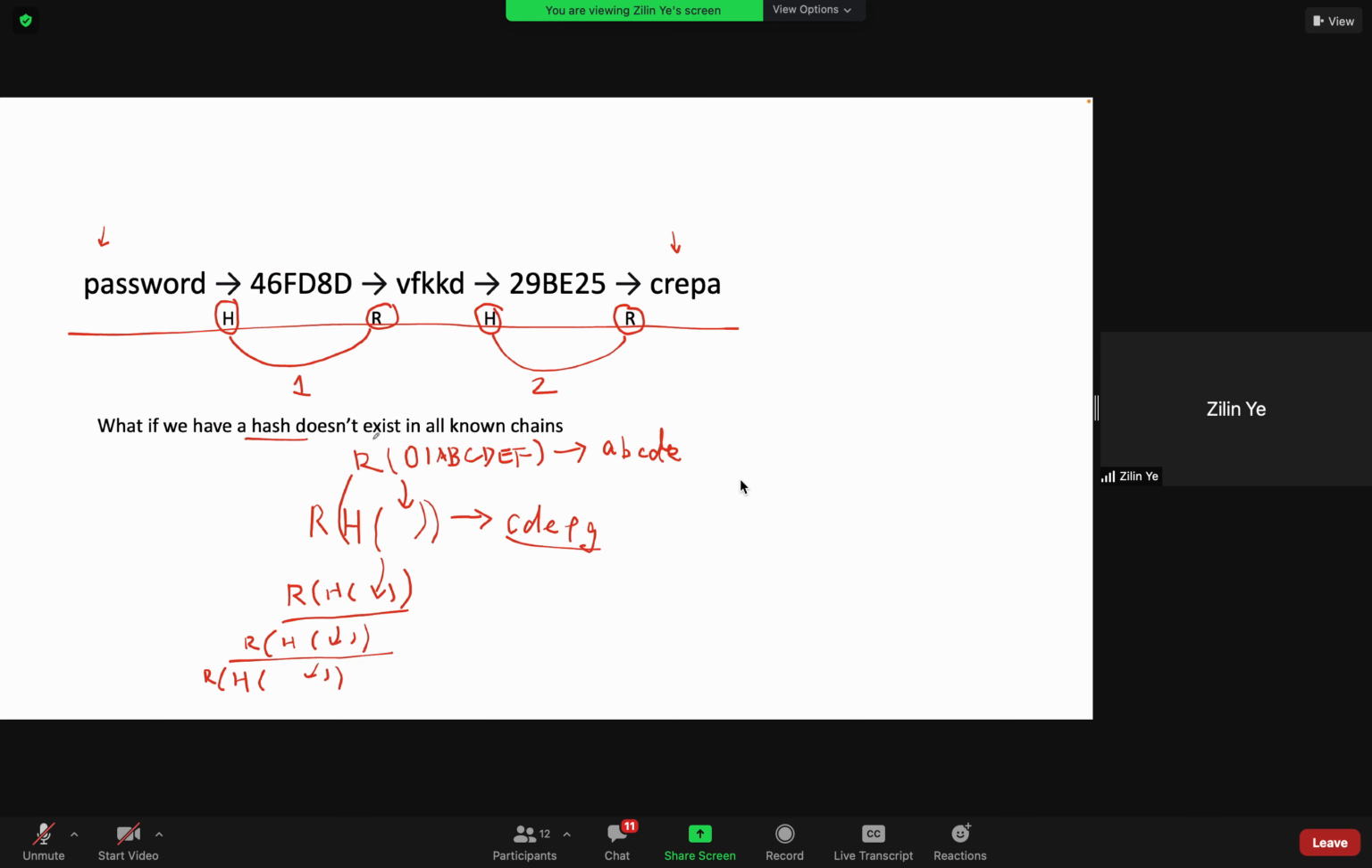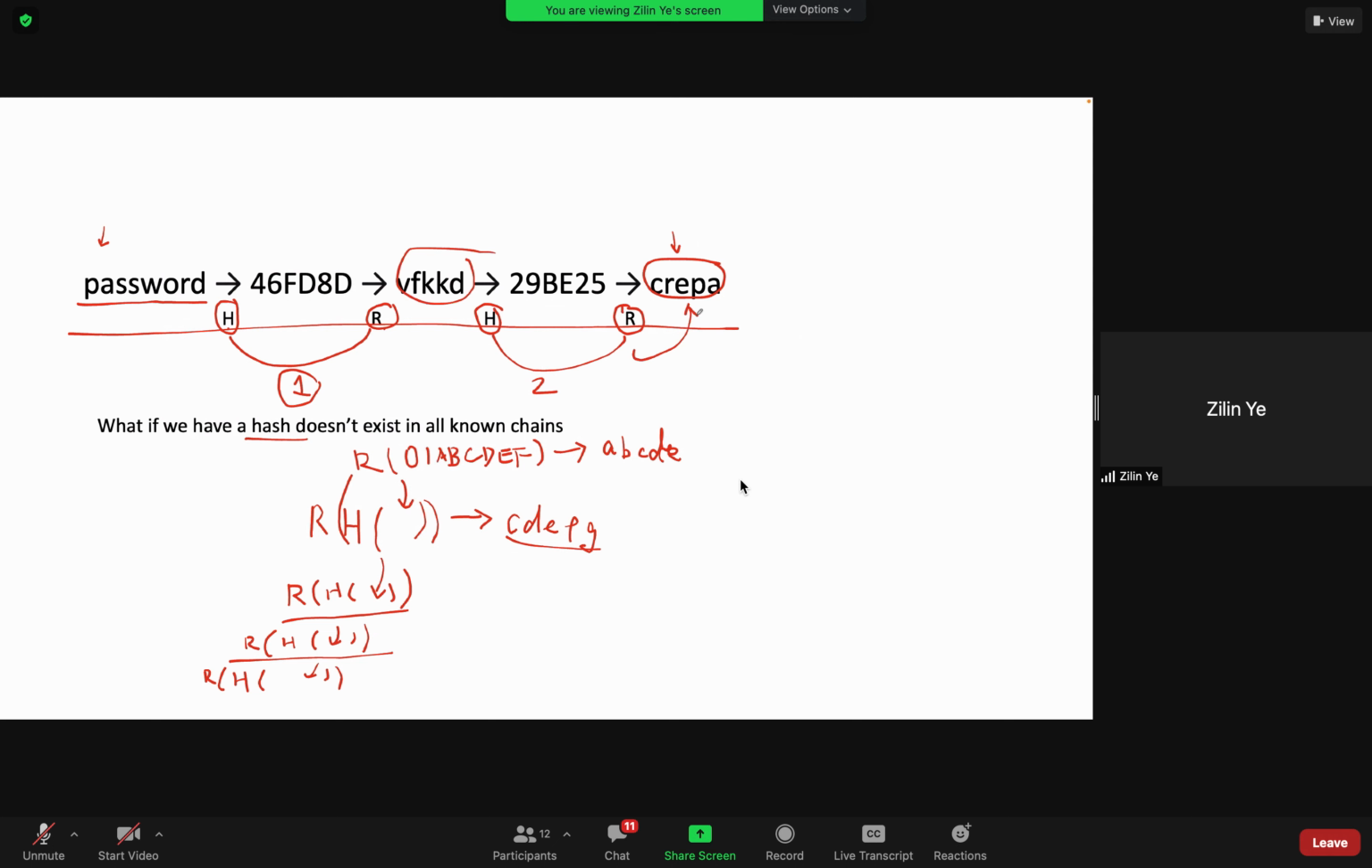No more times than... Oh, so just think about how we generate those chains. We have our initial guess. This is the initial guess. And how do we reach the end of this chain? We take one iteration of hash and reduce to get this, and then a second iteration of hash and reduce to get this, and then we stop there.